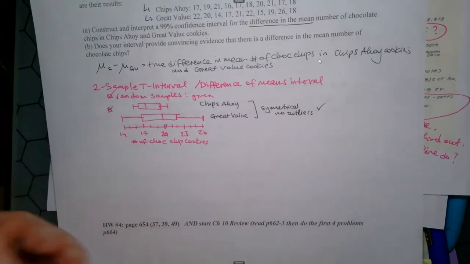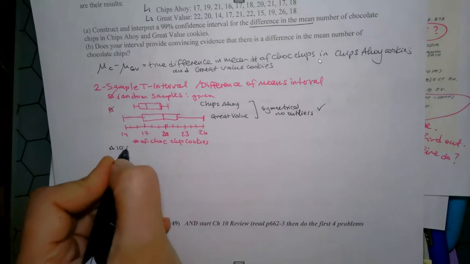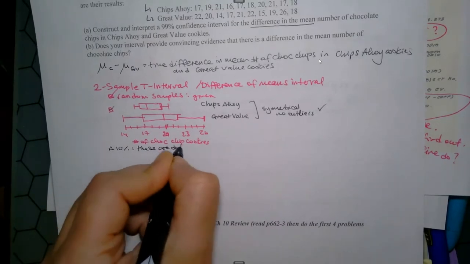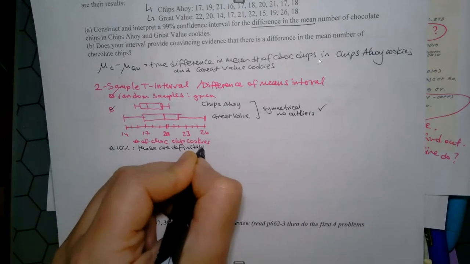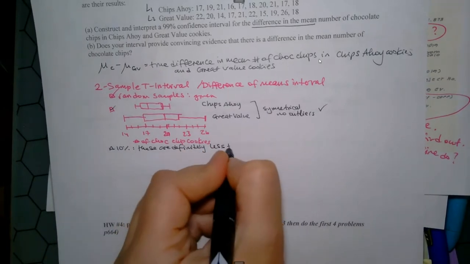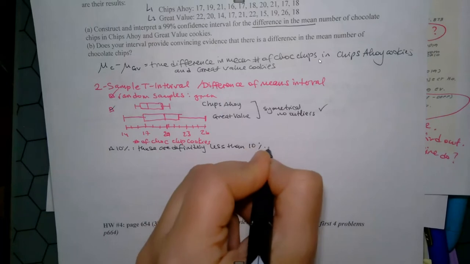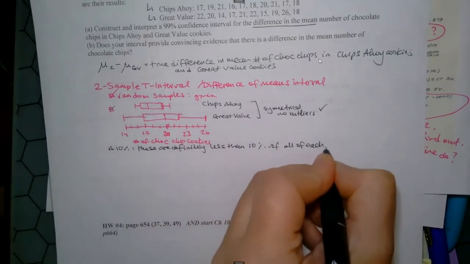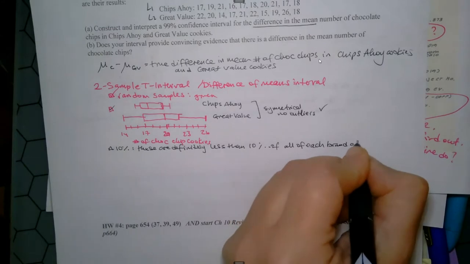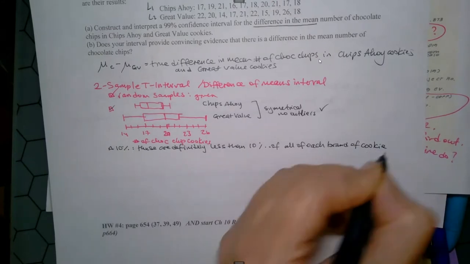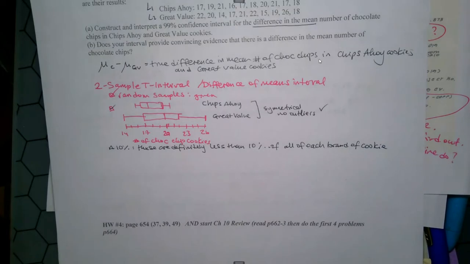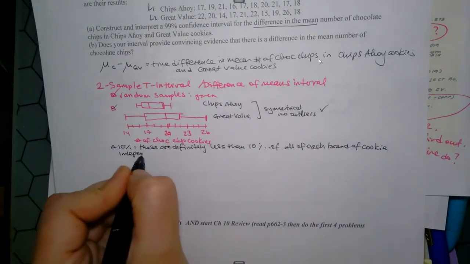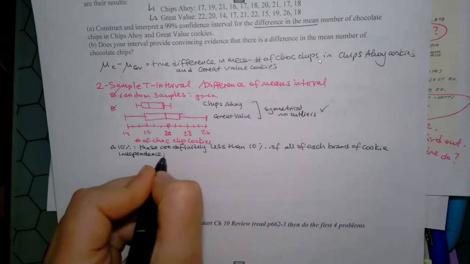All right. Lastly, 10%. These are definitely less than 10% of all of each type of cookie, each brand of cookie. So that's not a worry at all. The other thing you want to mention for this one, this might be a good time to start calling this condition something else. This is called the independence condition. And that means that for the two samples, that they're not connected in any way.